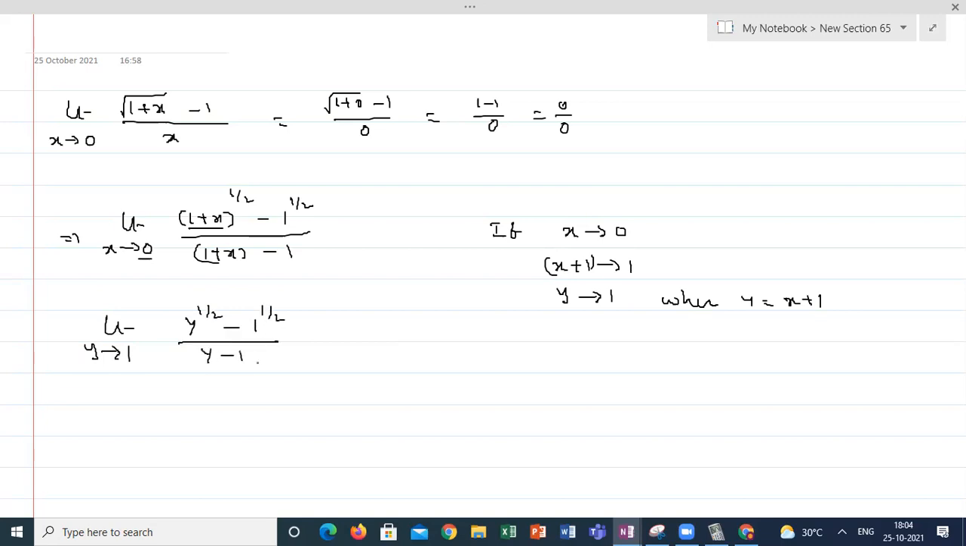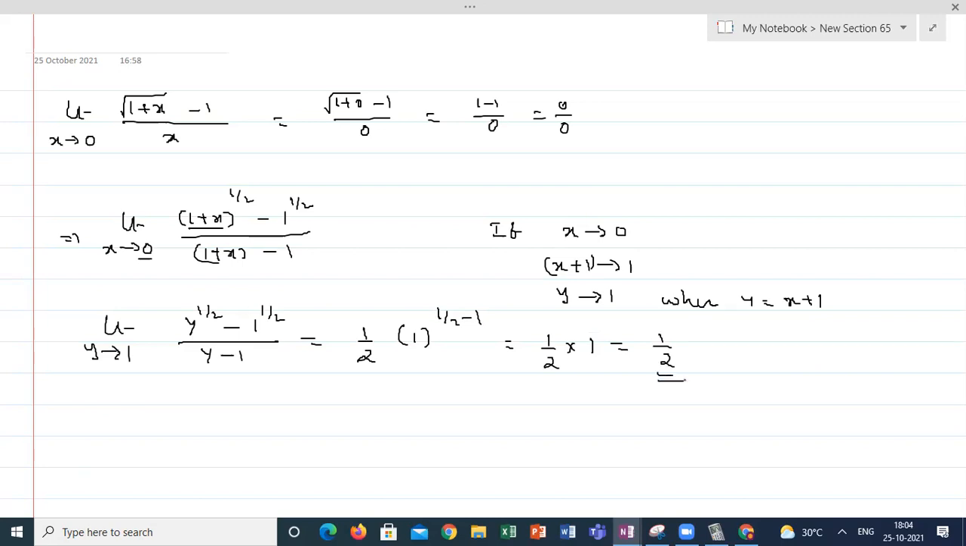by y minus 1. So even though it is not a natural number, we are still able to apply this format. So here we will get 1 by 2 into 1 power 1 by 2 minus 1, which will be equal to 1 by 2 into 1 power anything is 1 except 0. So the answer is 1 by 2.